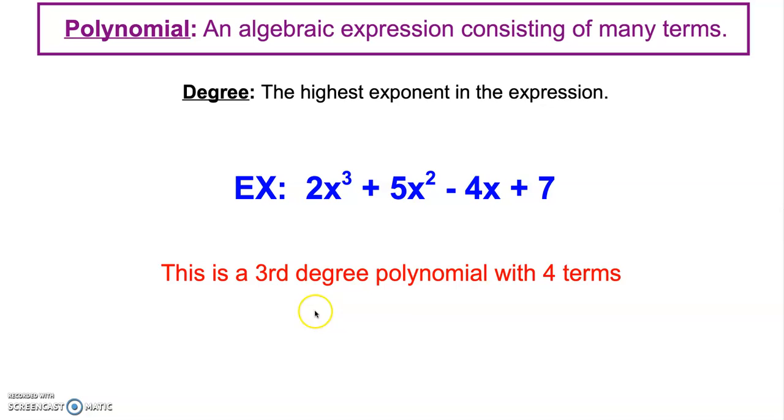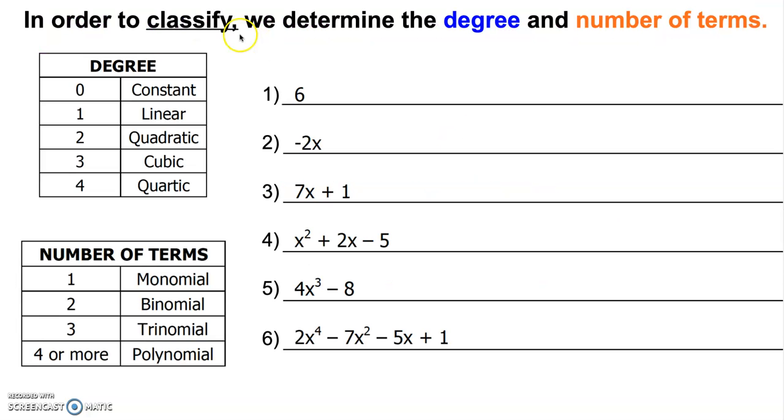But instead of having to write out this sentence every time for its classification, we can actually condense that down into some specific terms. In order to classify, we can use the degree and the number of terms. So for our last one, it was of degree 3, which we would call a cubic. And it had 4 terms, and that would be considered a polynomial. So our previous example would have been a cubic polynomial. I want you guys to use these 2 lists to classify these 6 polynomials.